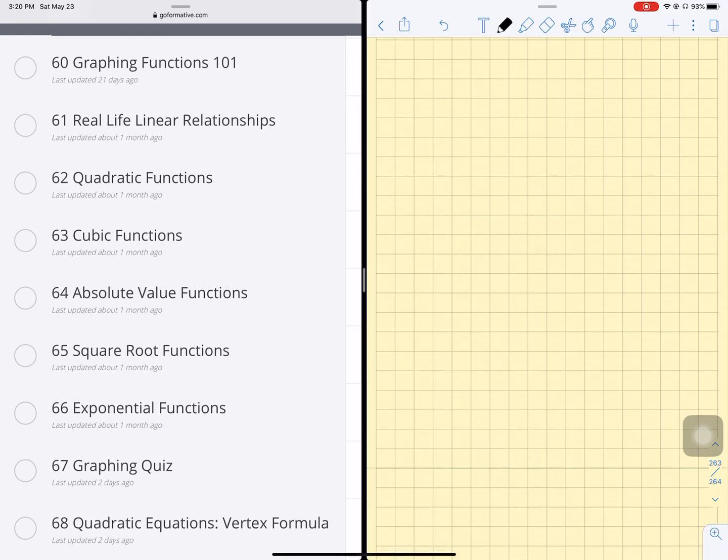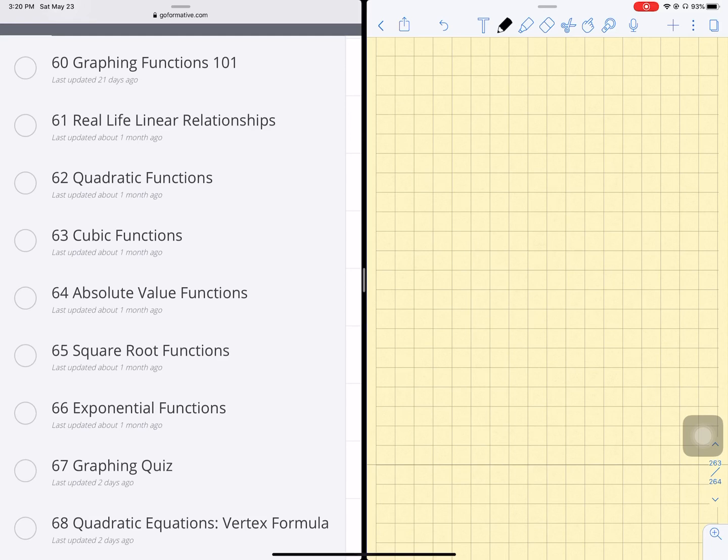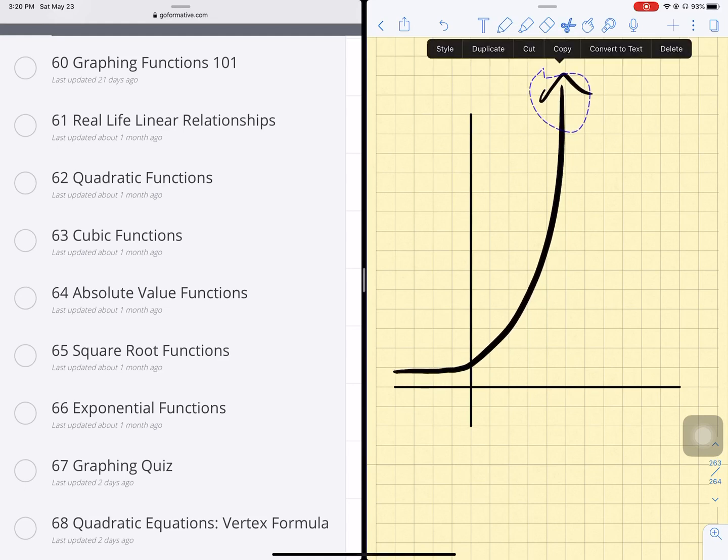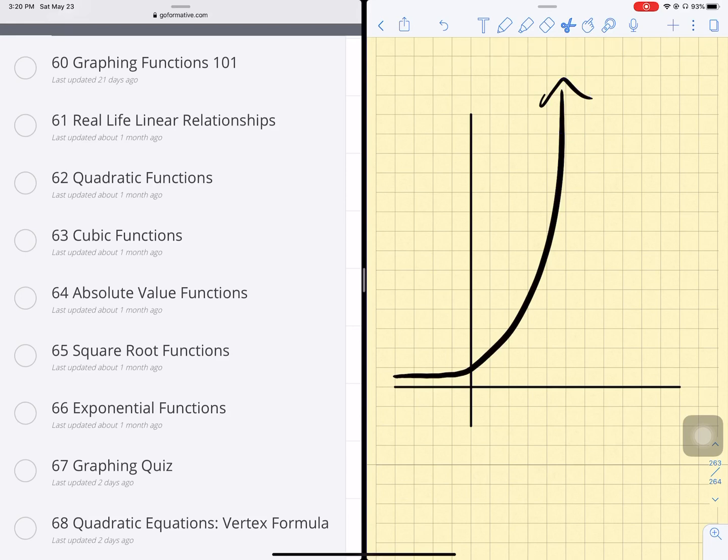Exponential functions typically will look something like this. Starts out really small and then explodes. Okay. It doesn't typically start at 0 ever, really. If anything, it'll hit the y-axis. A lot of times it hits the y-axis at 1. See that? It hits at 1. That right there is a picture of an exponential graph.